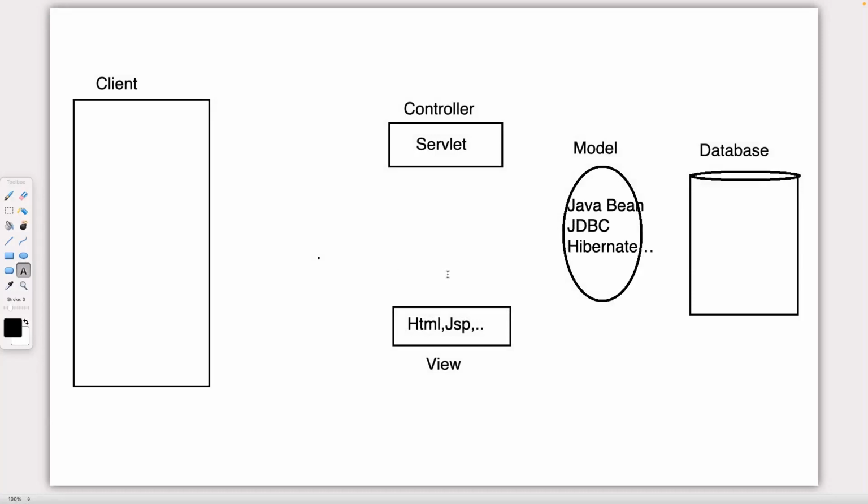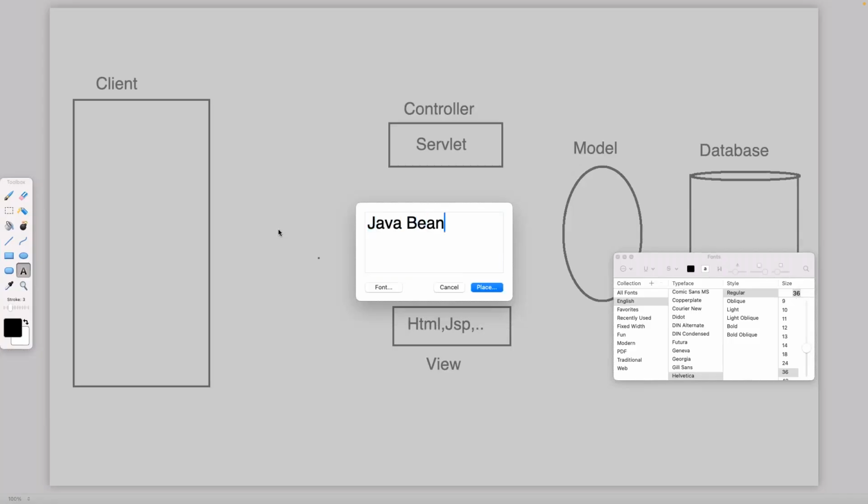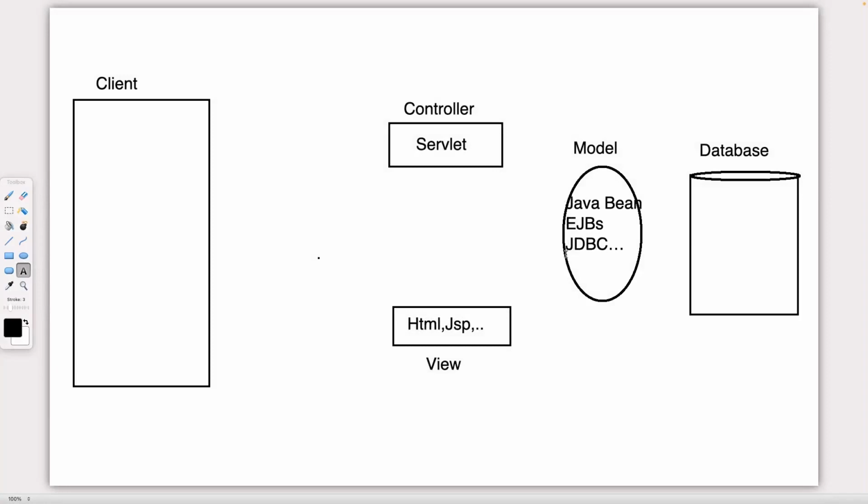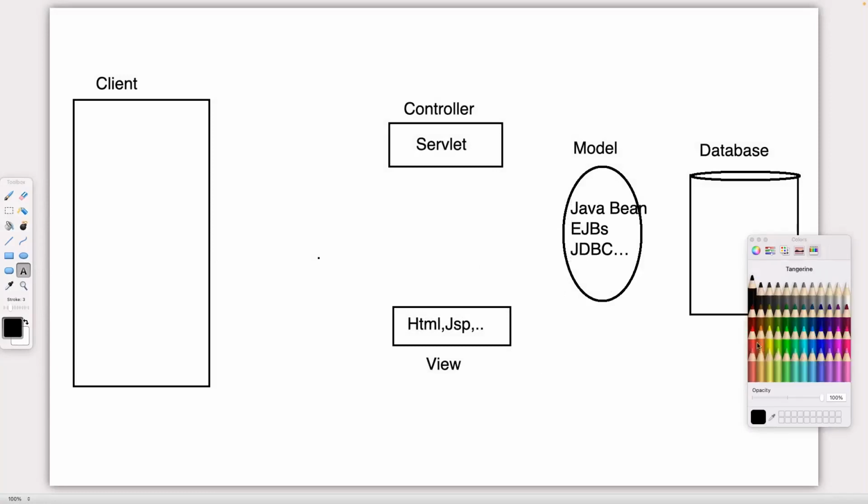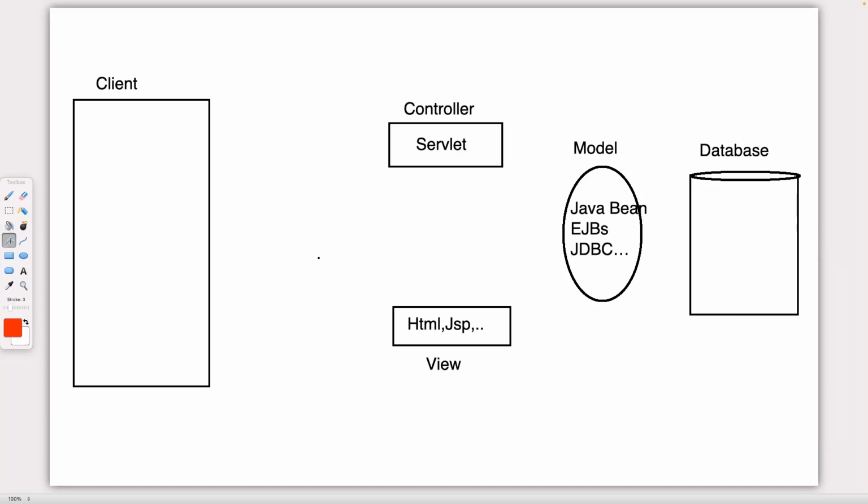Instead of saying that, let me say this: Java Bean, EJB components, JDBC, and so on. All these come under the model components. Now the database is available. First of all, understand the flow of execution, how it is going to happen.